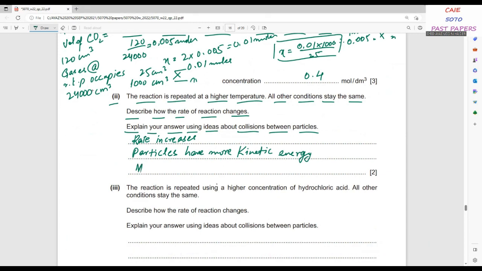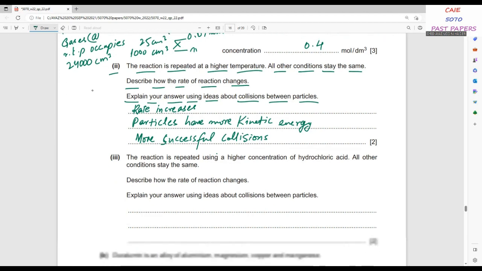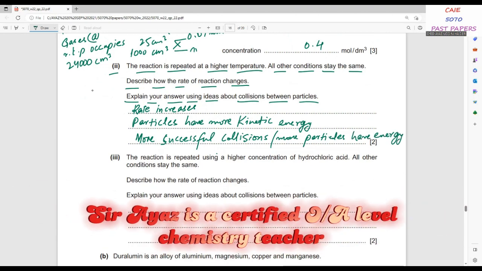More successful collisions. There will be more successful collisions. Or you can even write more particles have energy greater than activation energy.